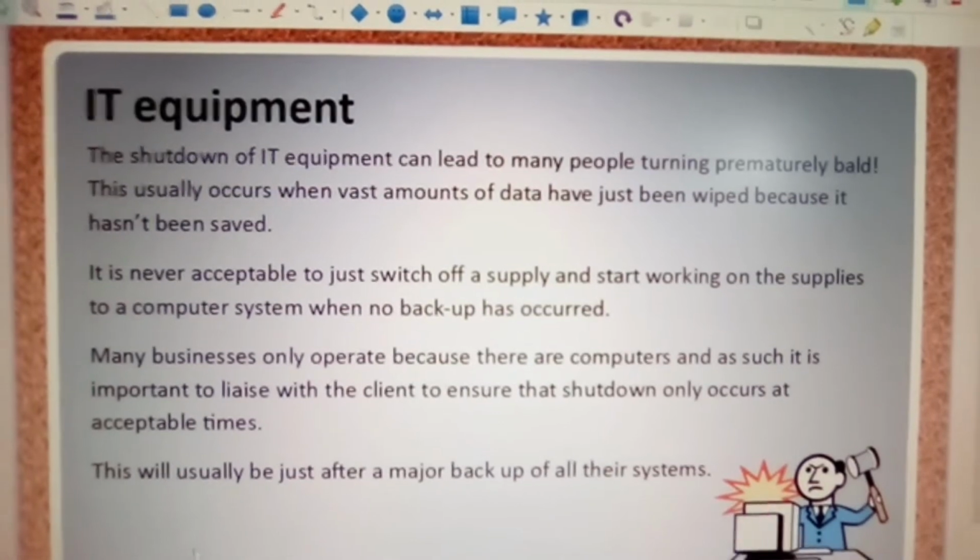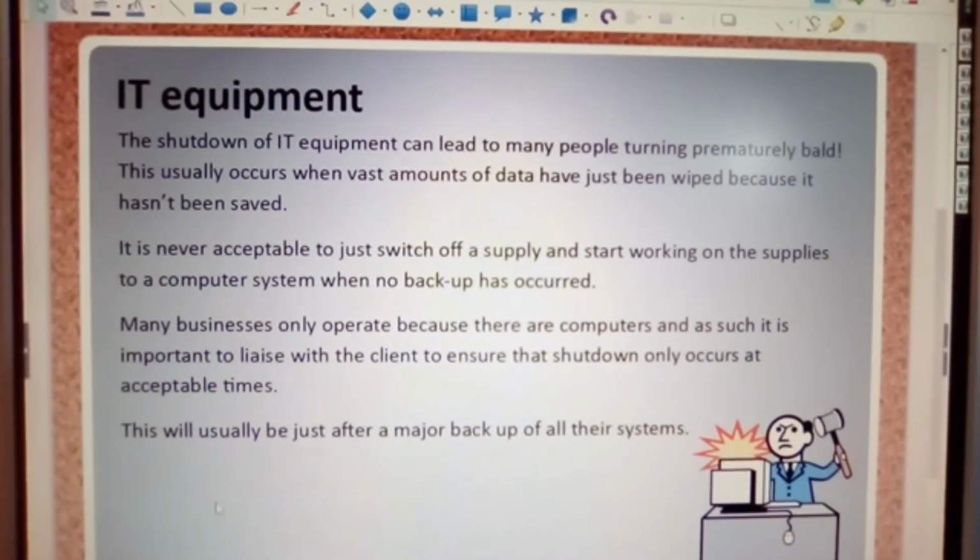Now IT equipment. Don't bother hitting it with a hammer. That's not going to work.